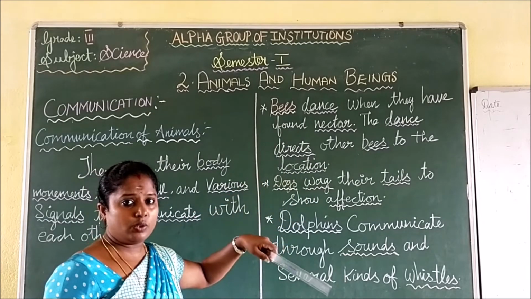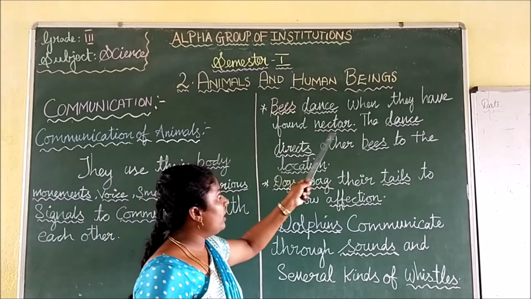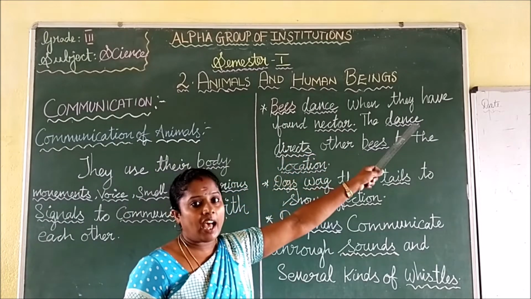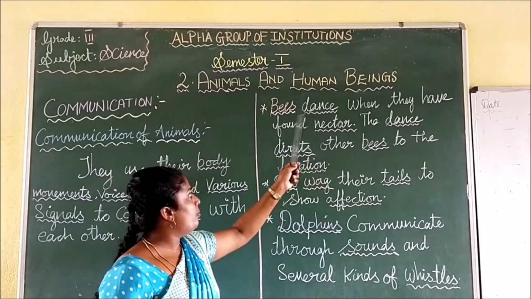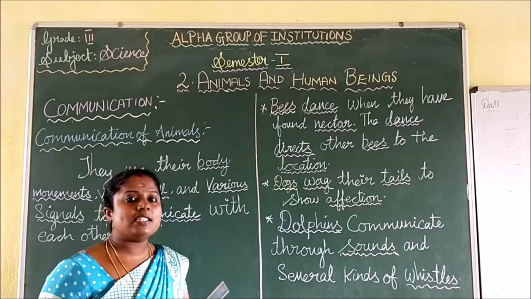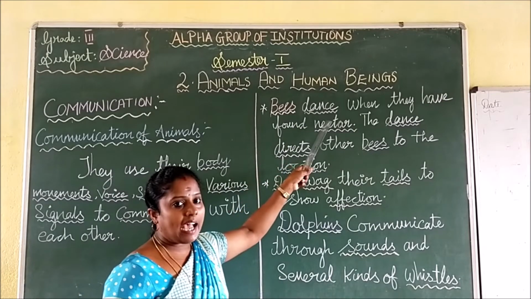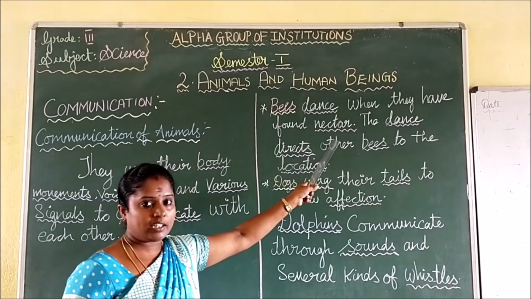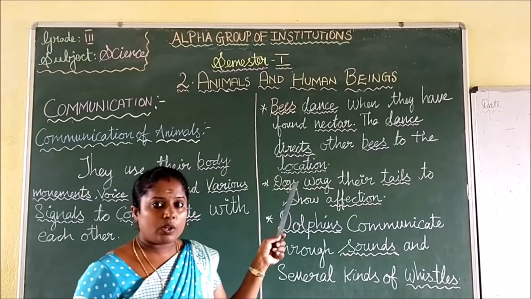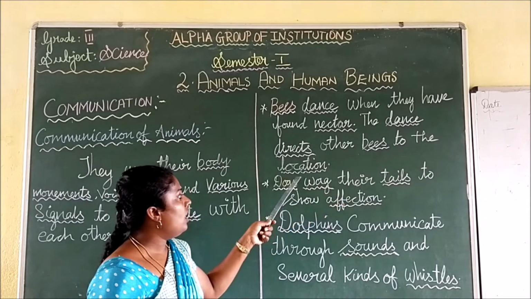So how do bees communicate? Bees dance when they have found nectar. Bees will make the movement of dancing. Dance is the way of communication for bees. So bees dance when they have found nectar, and the dance directs other bees to the location.